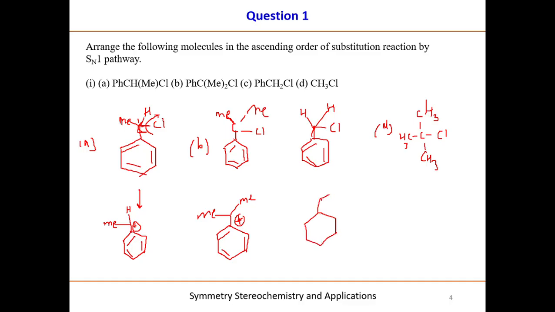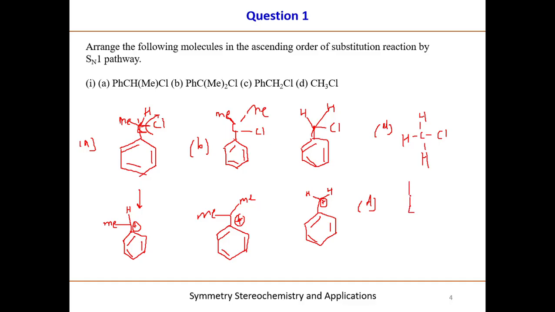If we talk about carbocation stability, tertiary carbocations are the most stable because the positive charge is stabilized by electron donating groups present in the molecule. That's why tertiary carbocations are the most stable, and the primary carbocation is the least stable. Sorry for the mistake. This is CH3 only. I had drawn butane. So this is CH3. Okay.